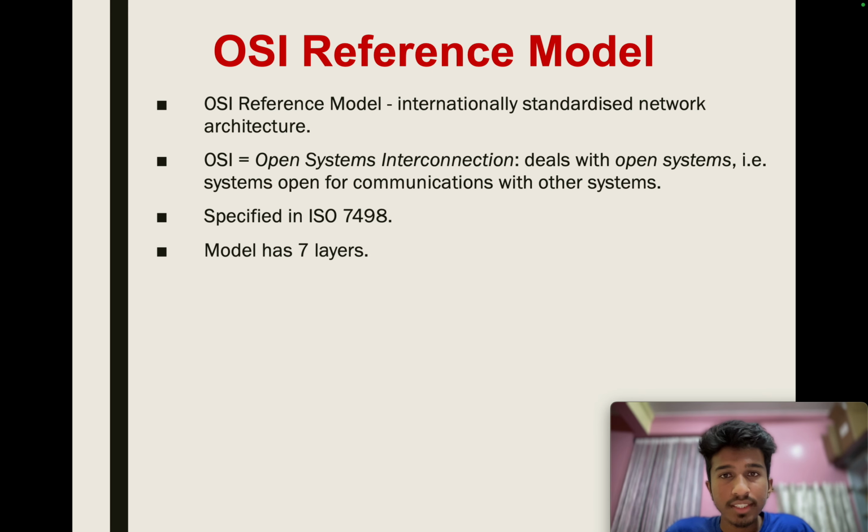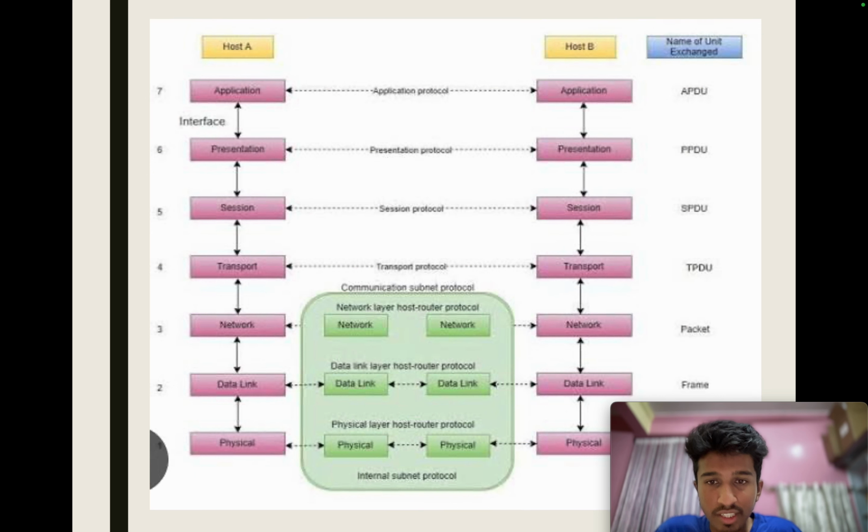So, the OSI reference model is an international standard network architecture. OSI stands for Open System Interconnection, it deals with open systems and it is required for communication between two systems. The OSI model has basically 7 layers. So we'll be studying each and every layer here.